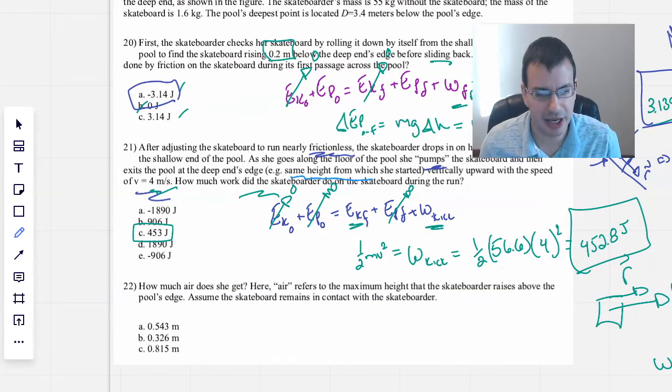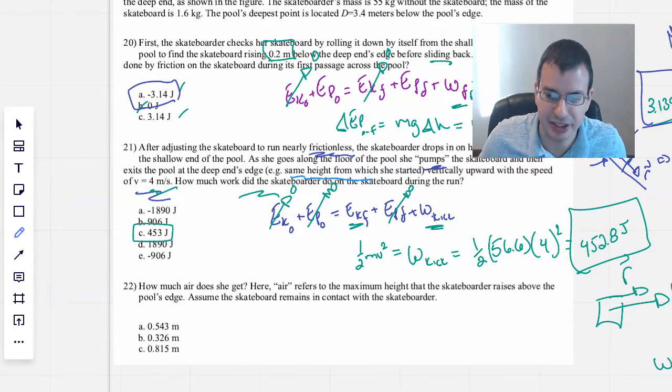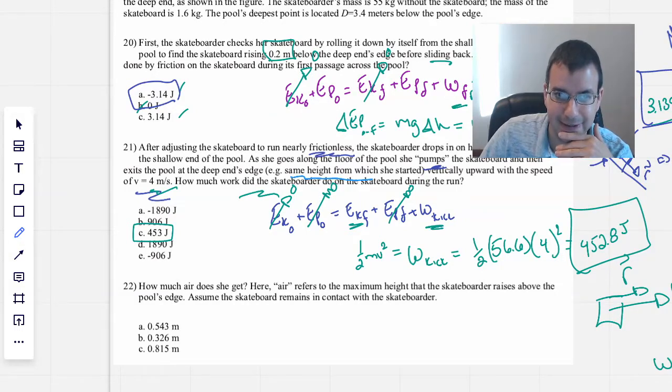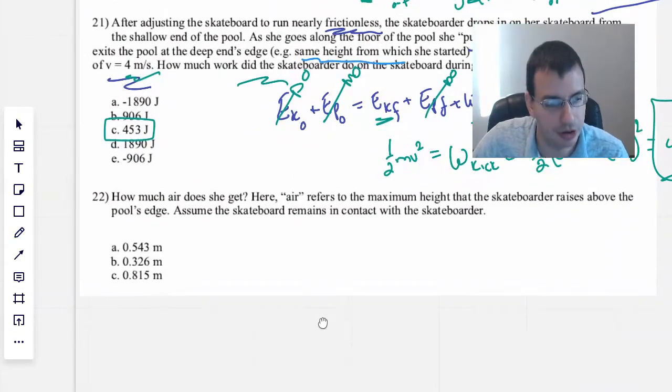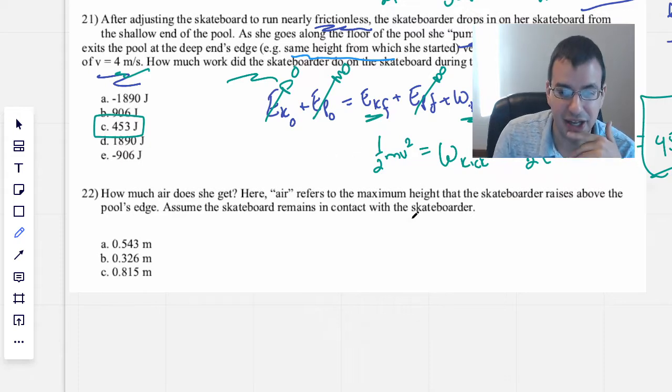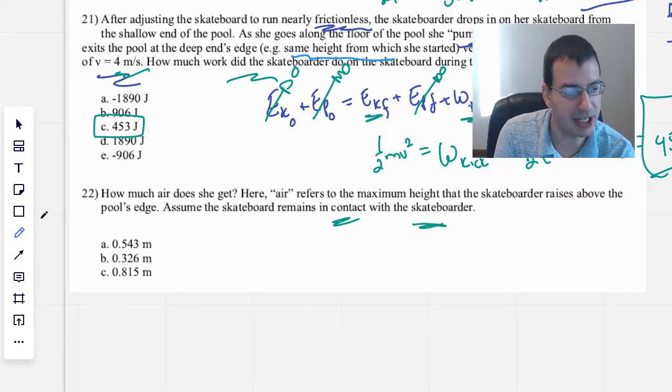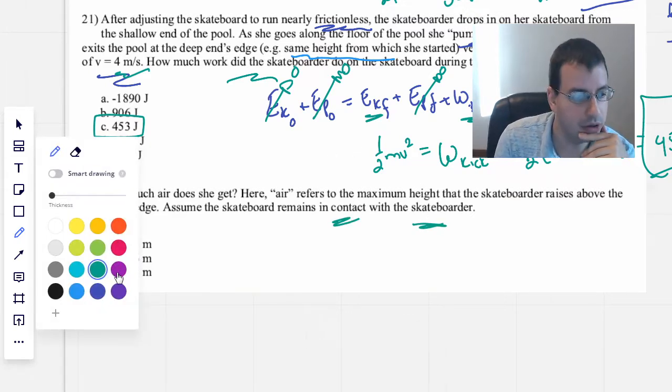How much air does she get? Here it refers to the maximum height the skateboarder rises. I'm going to say rises above the pool's edge. Assume the skateboarder remains in contact with the skateboard. Okay? So in contact is important because that means that we can just treat it as one system.